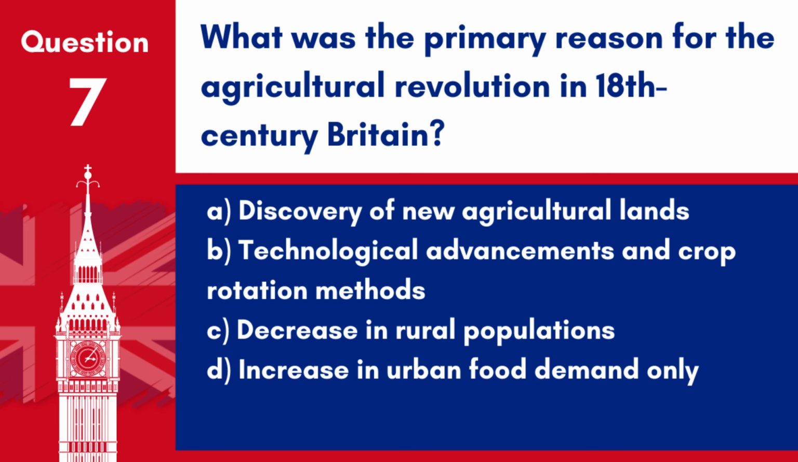Answer. B. Technological advancements and crop rotation methods. The primary reason for the agricultural revolution was the adoption of more efficient agricultural practices, including technological advancements and new crop rotation methods, which significantly increased productivity.